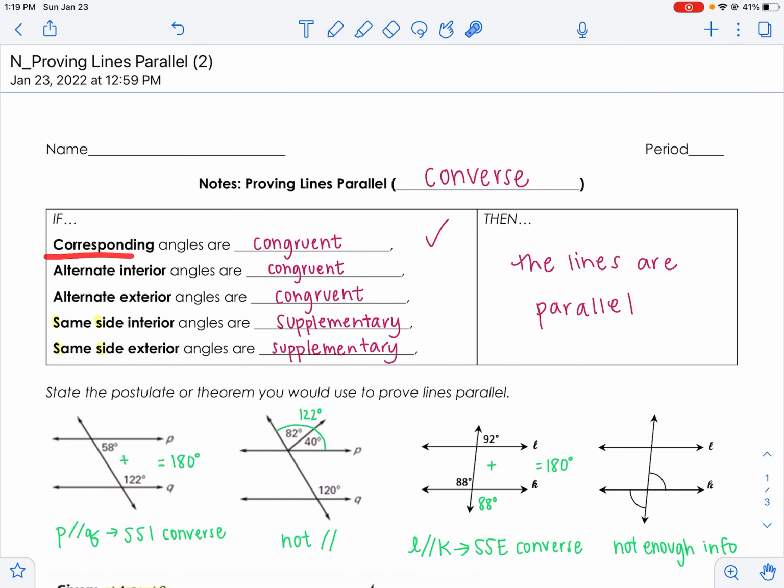Be sure to be checking this list, making sure that you know these vocabulary words, making sure that you know which one is what.